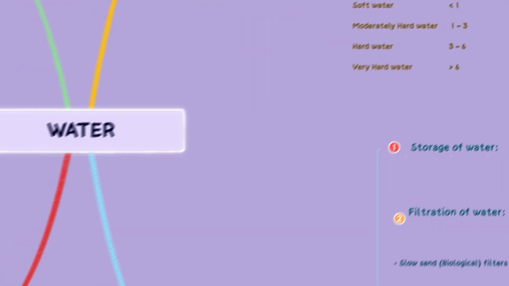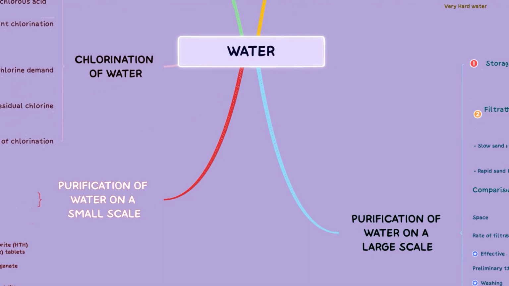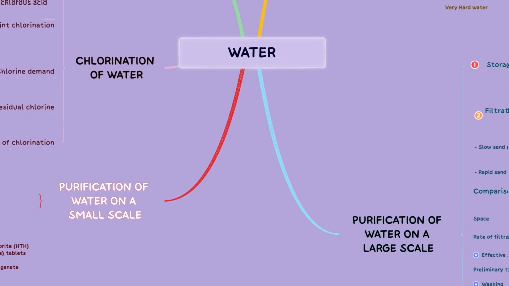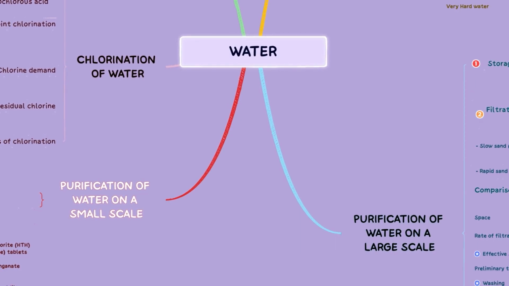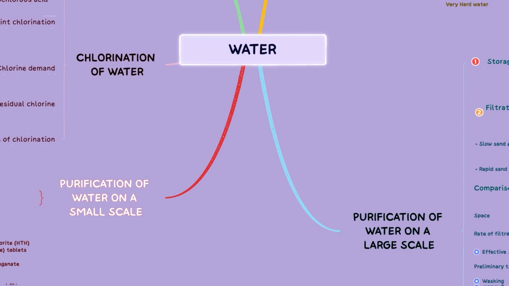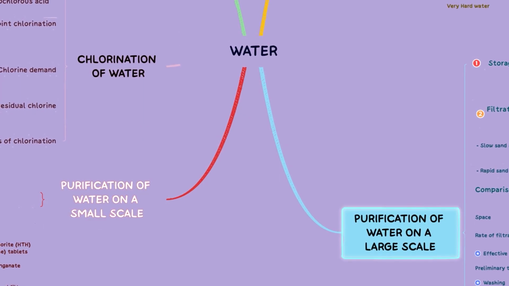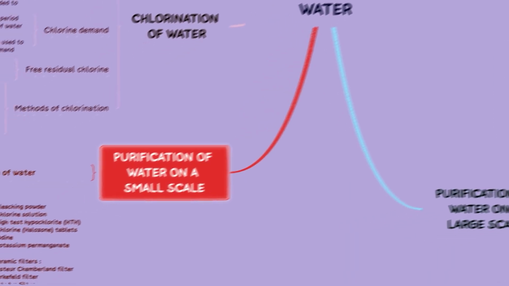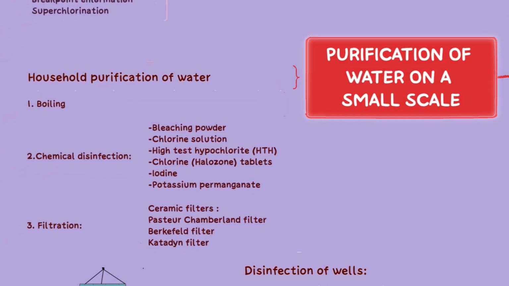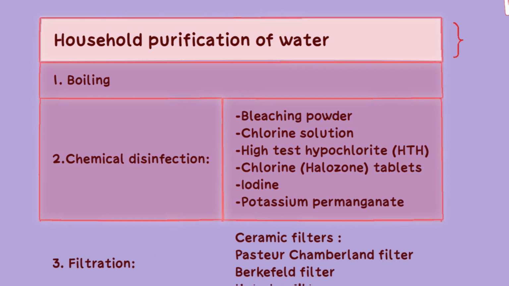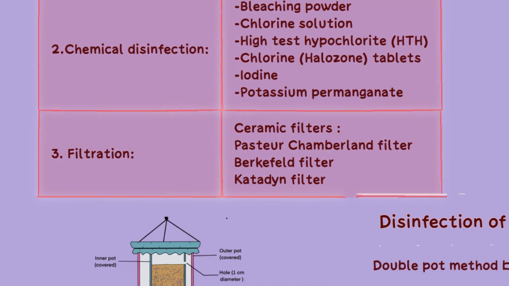When it comes to ensuring the purity of our water, purification methods play a vital role. Let's explore the 2 main methods of water purification: small scale for households and large scale for broader communities. First, let's go over small scale. They include boiling, chemical disinfection by various means, and by use of various filters.